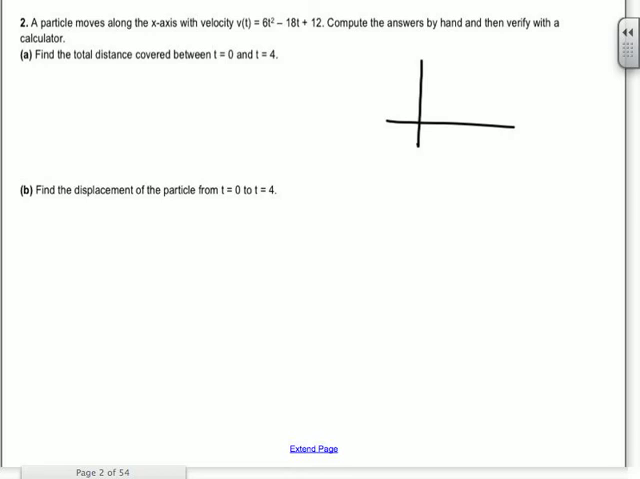All right, so we have this. This one does dip below the axis. So we're computing the distance between 0 and 4. Remember, distance is the positive. So basically, your velocity was positive until a certain point, and then your velocity was negative. That means you turned around and went in the opposite direction.